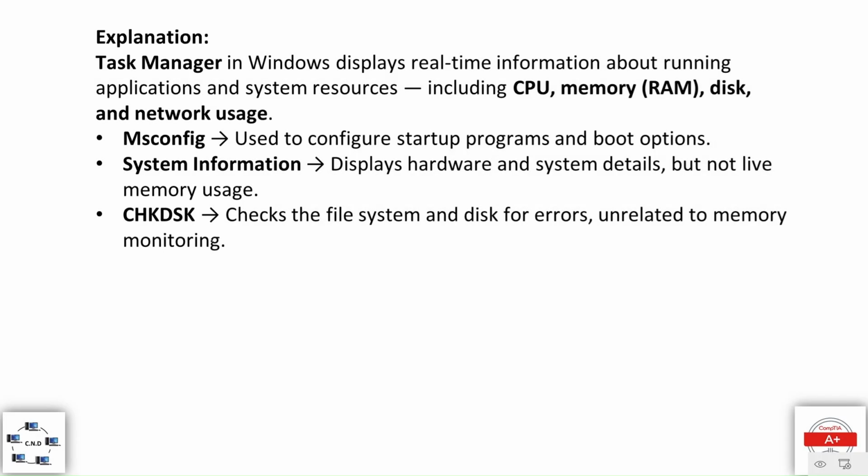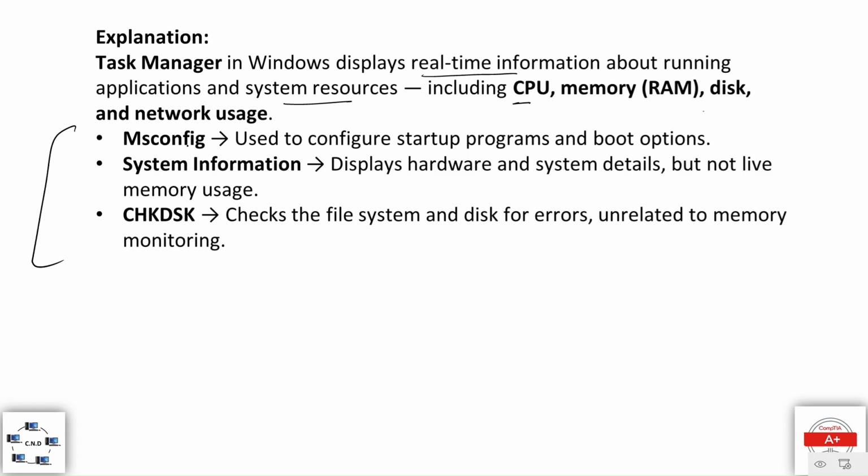So using the Windows task manager, you can see how much RAM as well as other resources such as CPU, disk, and network bandwidth is being used by each application. The task manager in Windows displays real-time information about running applications and system resources. The resources include CPU, memory, disk, and network usage.